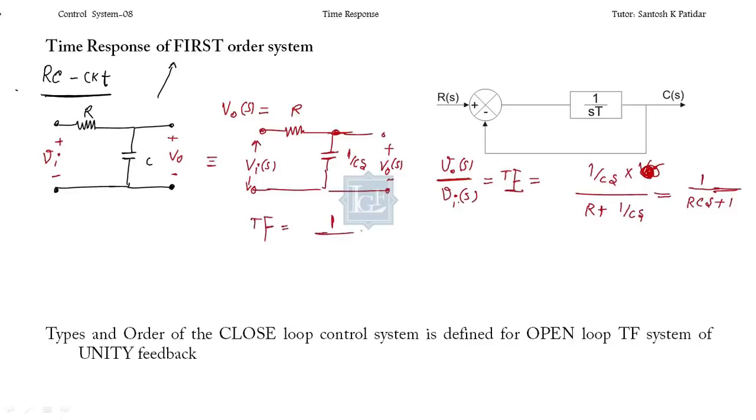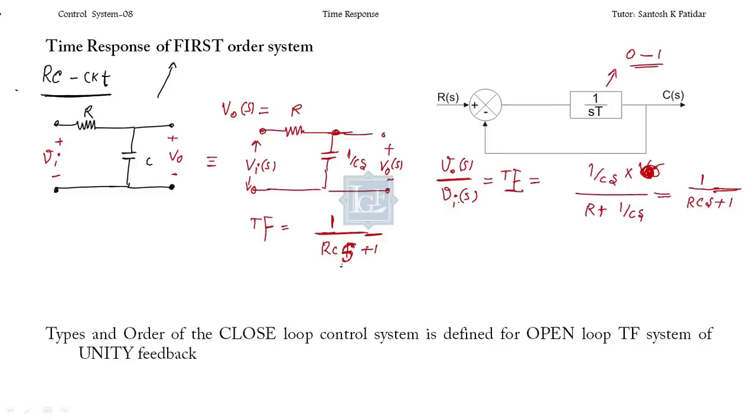The transfer function for this circuit is RCS plus 1 in the denominator. Correct? So for a first order circuit, there is no problem. For a closed loop control system also we can judge the order. This is the open loop transfer function of the first order system. Here the order is 1. If you find the closed loop transfer function of this entire system, you get order 1.